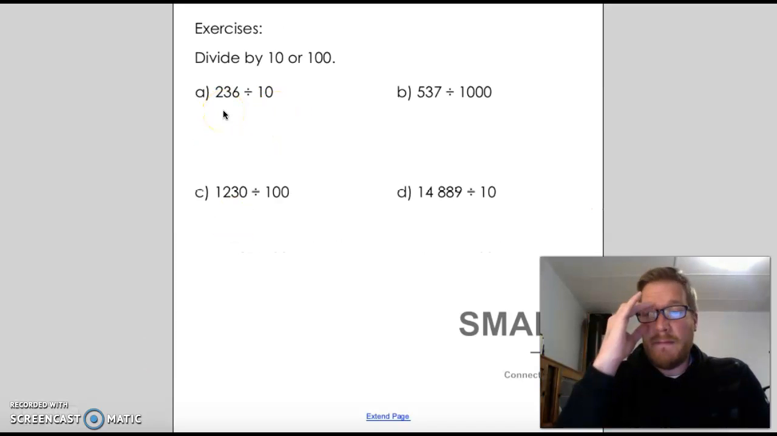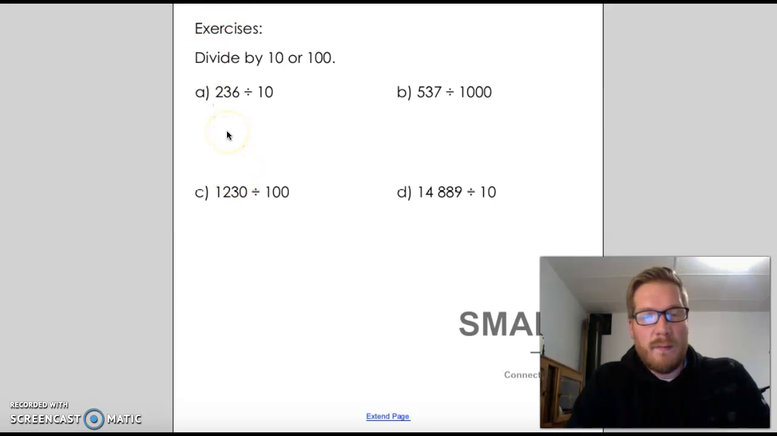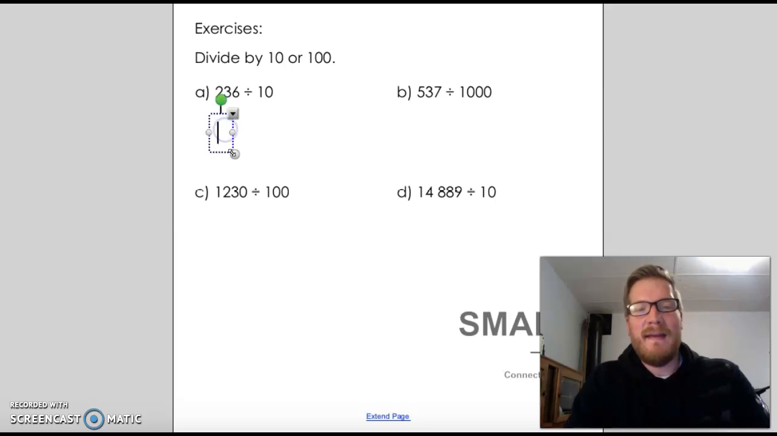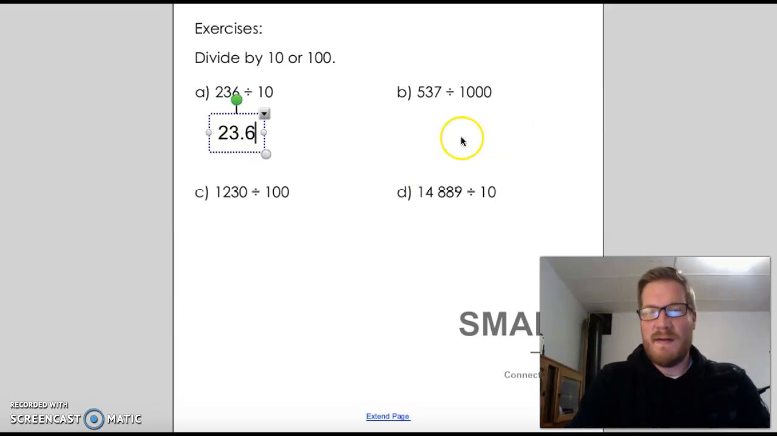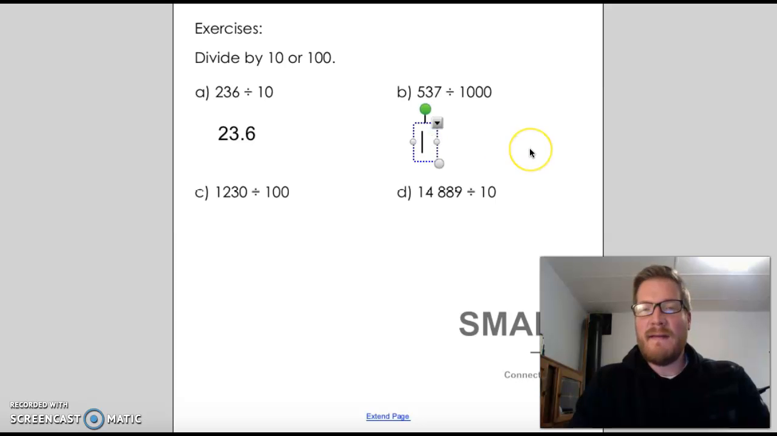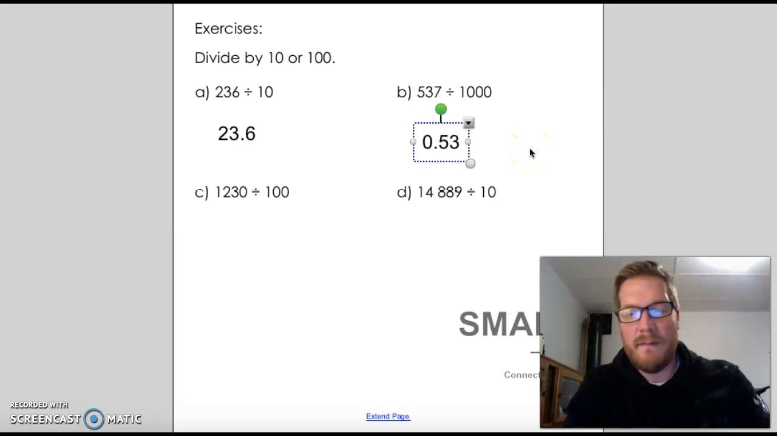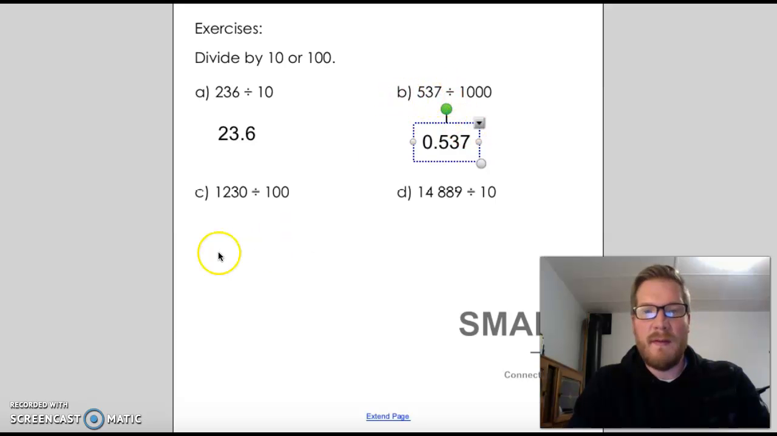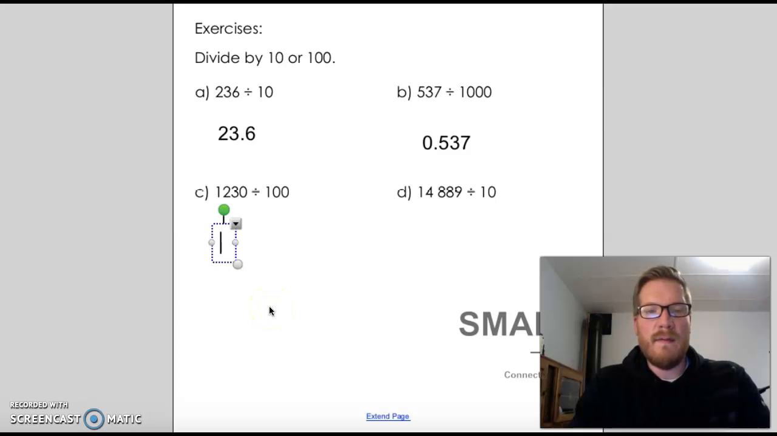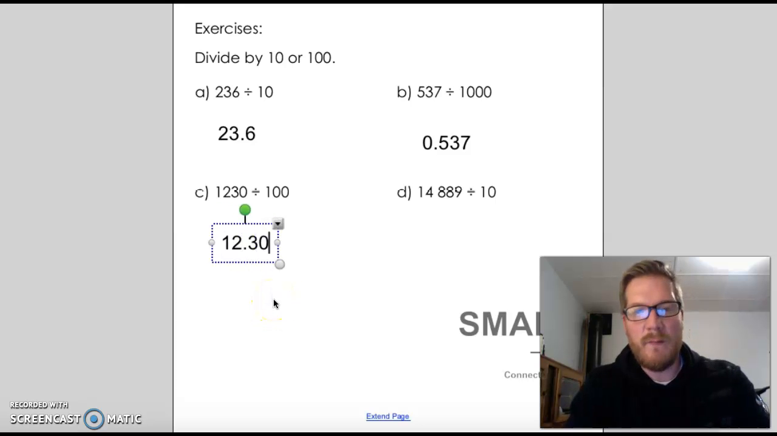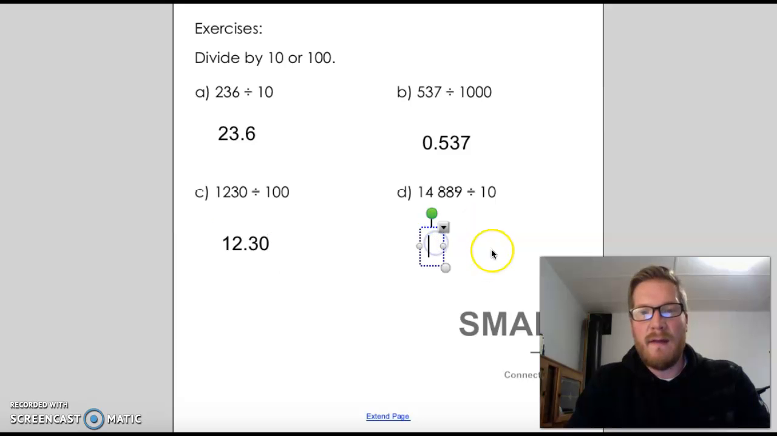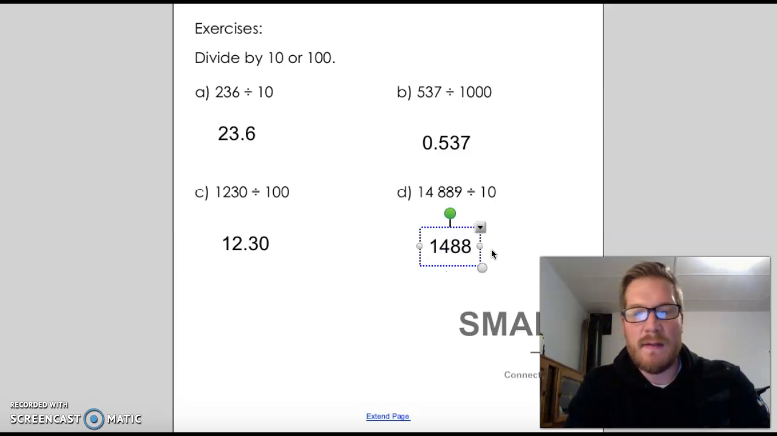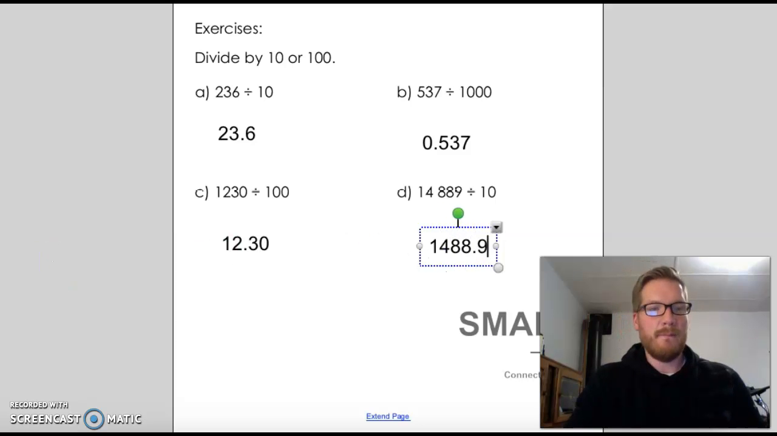Okay, so some exercises. You can pause it and pick it up after. We have 236 divided by 10 is going to give us 23.6. 537 divided by 1,000 is going to be 0.537, moving that decimal place 3 spaces to the left. 1,230 divided by 100, I'm going to move the decimal place 2 places to the left, which is going to give me 12.30. And then 14,889 divided by 10, I'm going to move the decimal place 1 spot to the left, is going to give me 1,488.9.